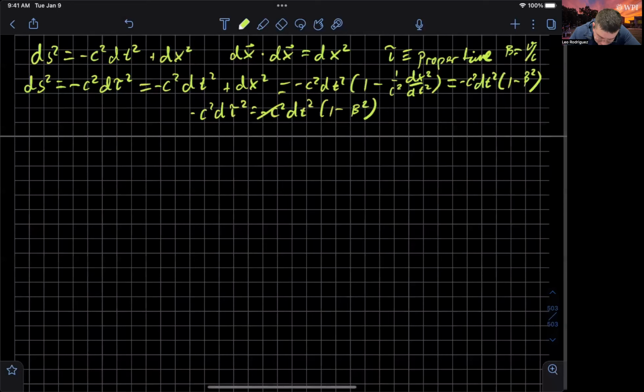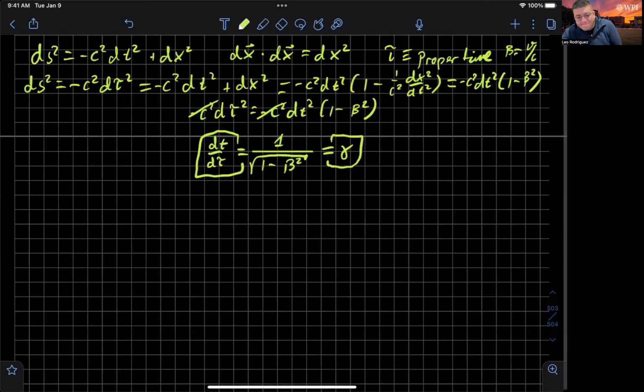Then we can cancel out these factors, and let's write this as dt over d tau, which then becomes 1 over the square root of 1 minus beta squared. And that's what you call gamma. So, a neat little result from the Minkowski line element.